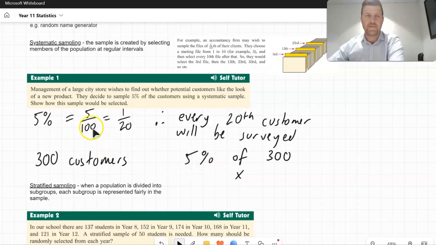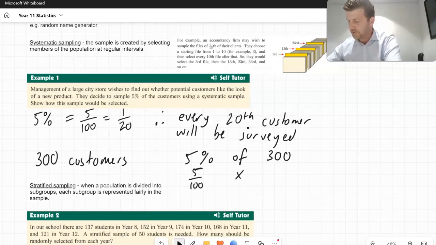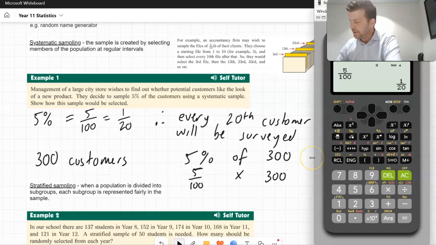So I'm going to use the fraction version in place of the percent. So convert that to a fraction. I'll use 5 over 100 just to keep it simple. But of course, you could use 1 over 20 because they're equivalent. So 5 over 100 times 300. Again, put that on your calculator.